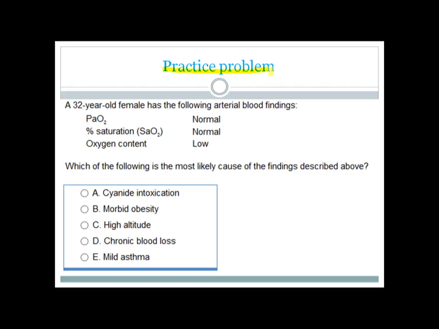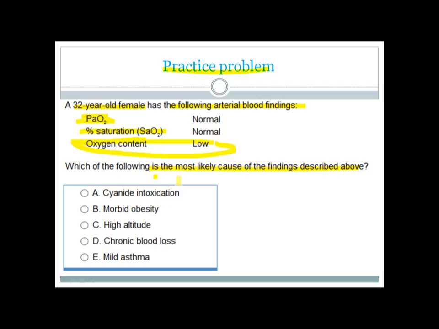Here we have a practice problem. A 32-year-old female has the following arterial blood gas findings. Here the patient has a normal partial pressure of oxygen, a normal saturation of hemoglobin, and a low oxygen content. Now the question is, which of the following is the most likely cause of the findings described above?